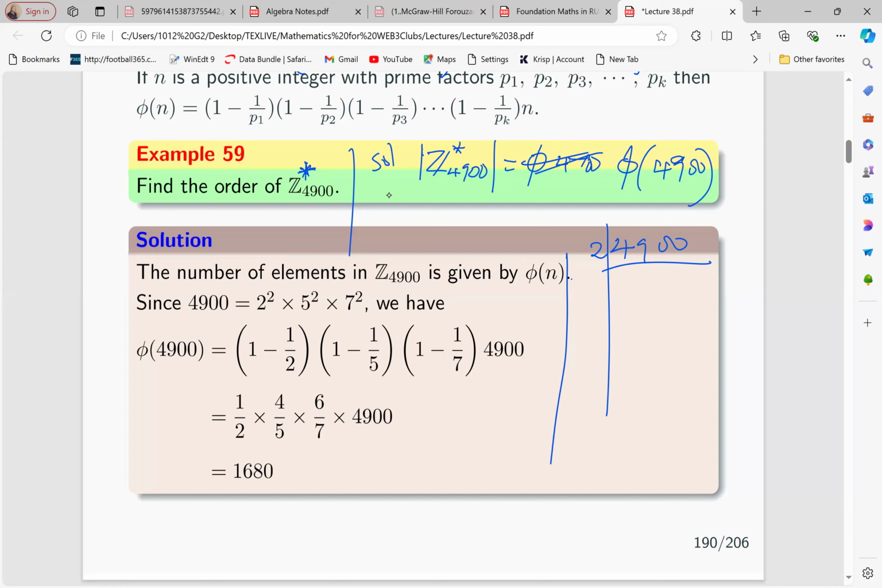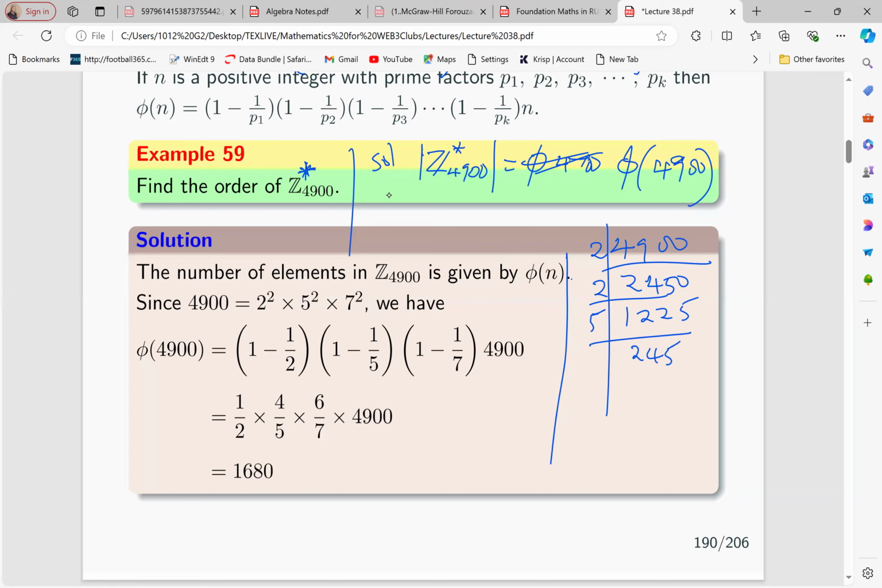4900 divided by 2 goes there 2,450 times. Then another factor is 2, which goes there 1,225 times. Then 3 is not a factor, because the sum of these digits is 10, and 3 cannot divide 10. So 5 is a factor. How many times? 245 times.